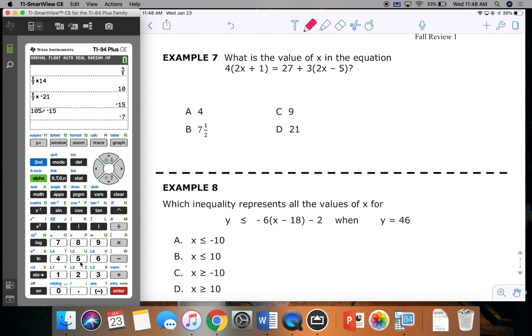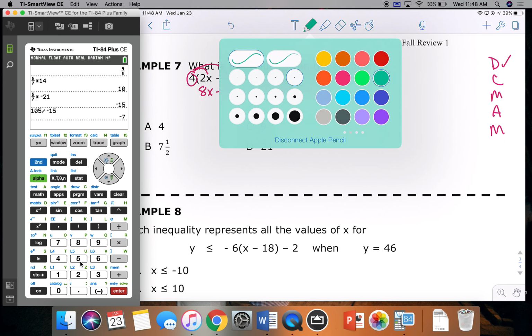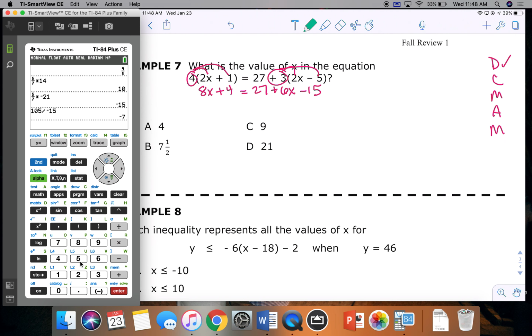Example 7, they've asked me to solve for the value of x. So this is one where we're going to use every step in Don't Call Me After Midnight. The first step is to distribute. So I take 4 and distribute to 2x and to 1. 27 stays the same. I take 3 and distribute to 2x and negative 5. So I've distributed the number in front through multiplication.